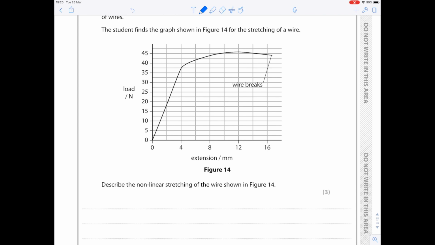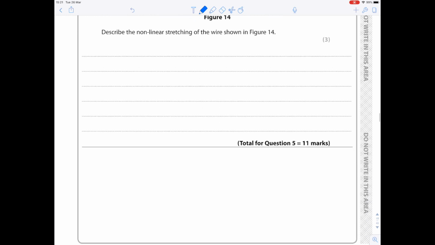The maximum extension of the wire is about 16.5 millimeters before it breaks, and above 12 millimeters, the wire keeps on extending when the load is reduced below 46 newtons. So they're looking for quite detailed answers here.